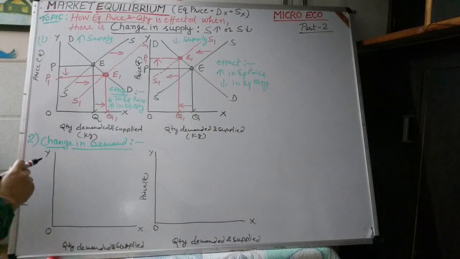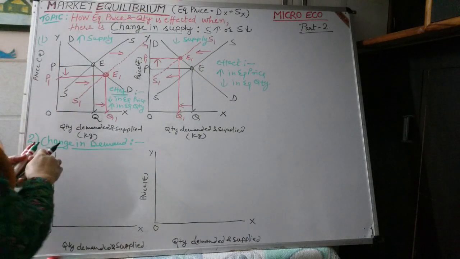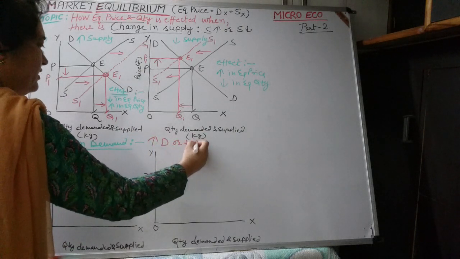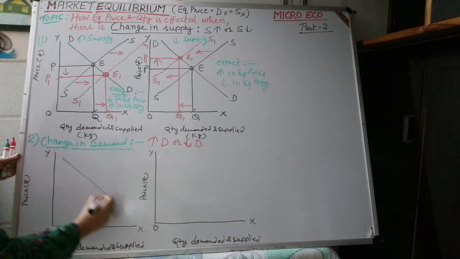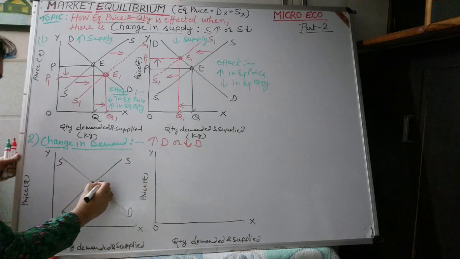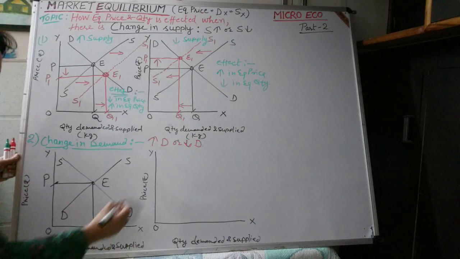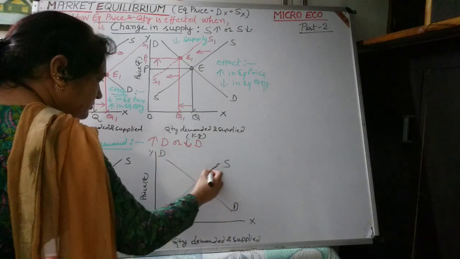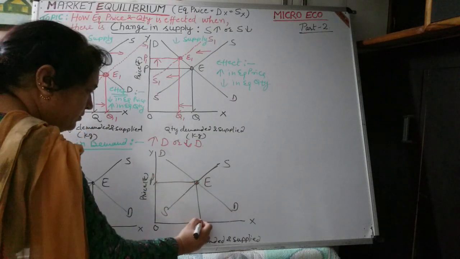Next we have to clear how equilibrium price and quantity is affected when there is change in demand. Change in demand means both increase in demand or decrease in demand. So in this first diagram we are preparing DD demand curve, SS supply curve, equilibrium point, equilibrium price, OQ equilibrium quantity.